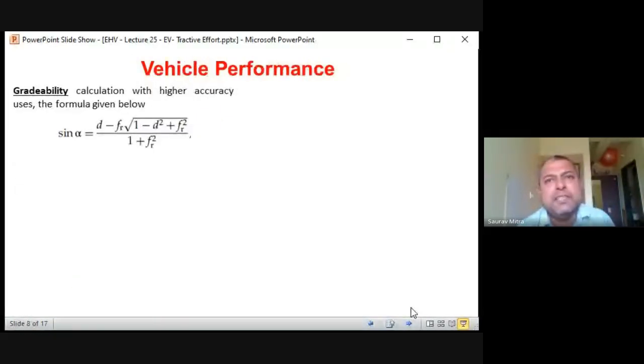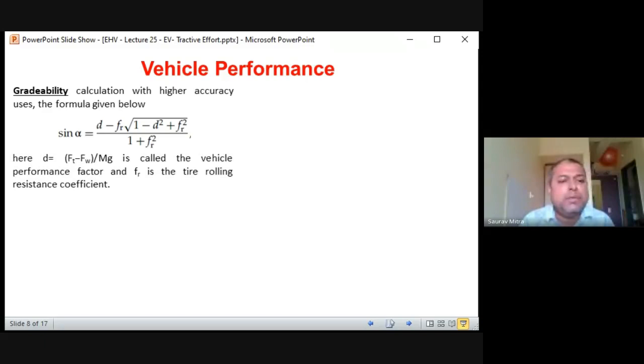So sine of alpha, alpha is nothing but h by l. H is the height, l is the distance between the two tires, or length of the vehicle, as we say. So it can be given by sine alpha equals d minus f_r over root of 1 minus d square. So f_r is the rolling resistance we know, and what is d? d is a new factor. It is F_t minus F_w by mg. So in sine alpha, any one parameter you can use to find gradability.